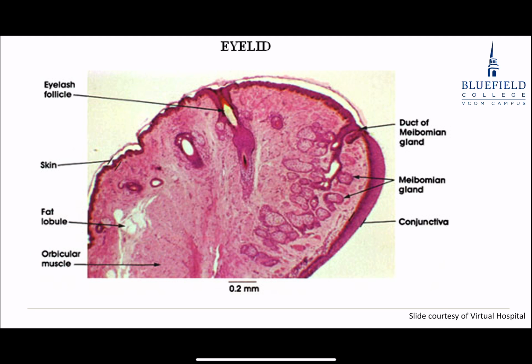Okay? You can see some things. I'd ask you more the things that are labeled in here, with the exception of the clavicular muscle. I wouldn't ask you the fat lobule either. But the things that are labeled: conjunctiva, meibomian gland, duct of that meibomian gland, eyelash follicle, those would be in skin, those would be the things I'd ask you off that slide. A slide like that.